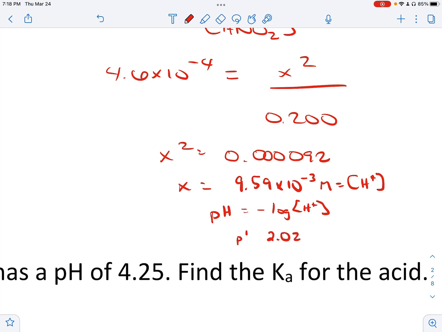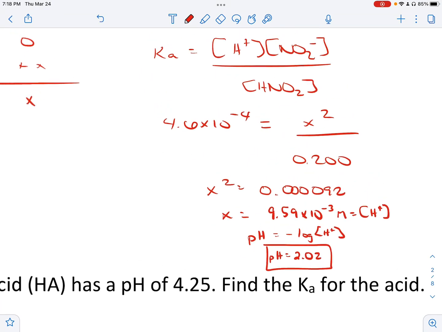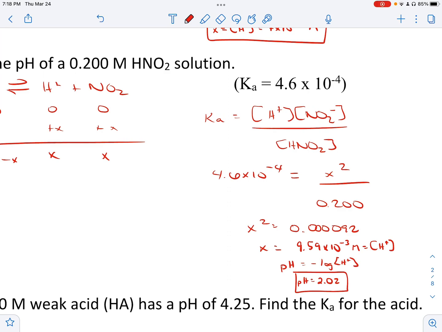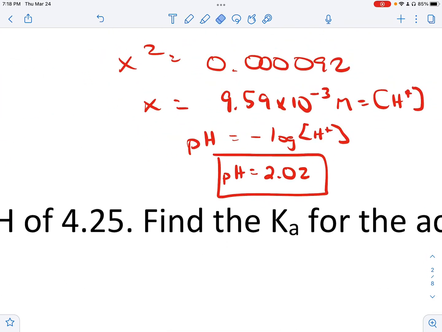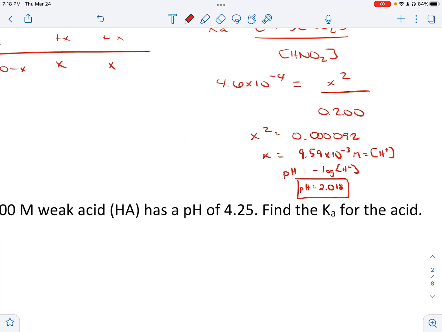2.02 is our pH. We kept 2 decimals, except I think we need to keep 3. If I go back and look up there, we have 3 here. 1, 2, 3. So we should have 3 in our answer. So let's fix that a little bit. How about 2.018?